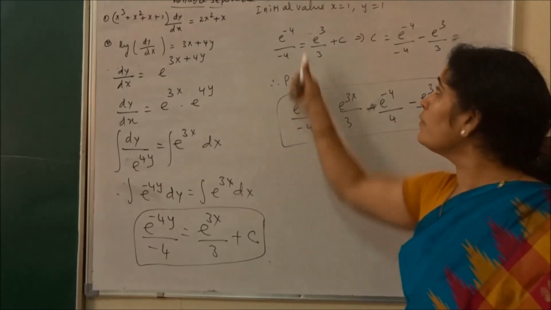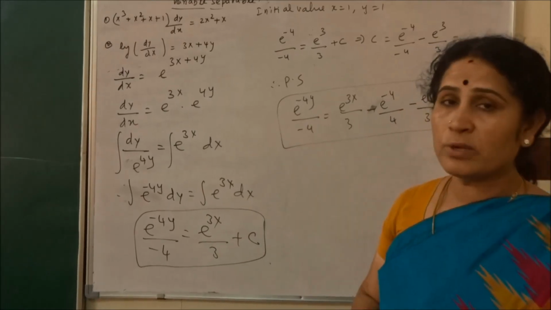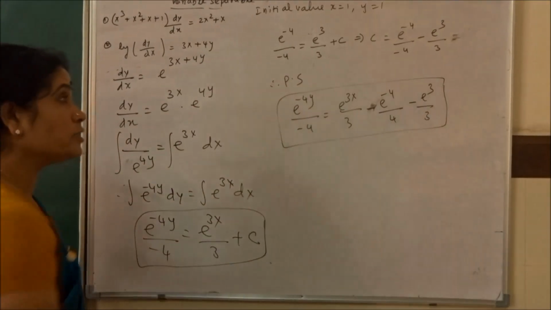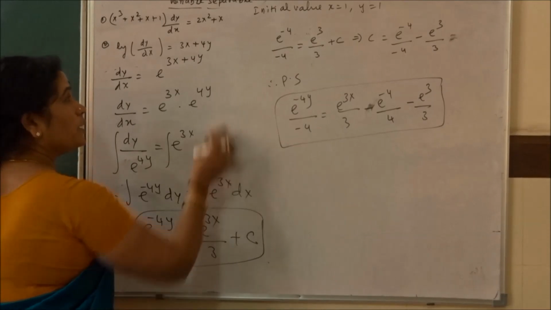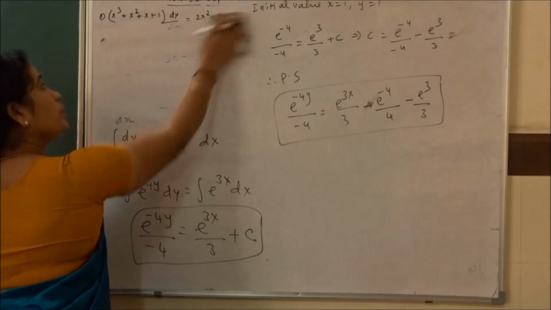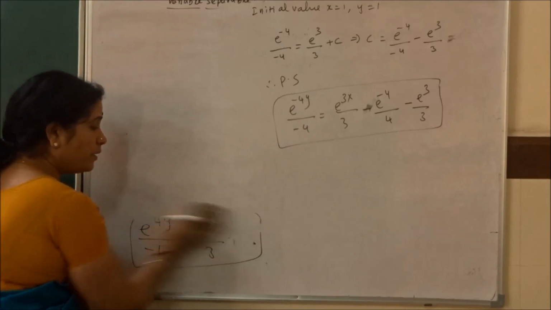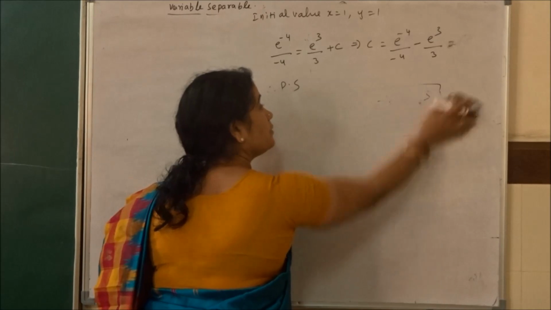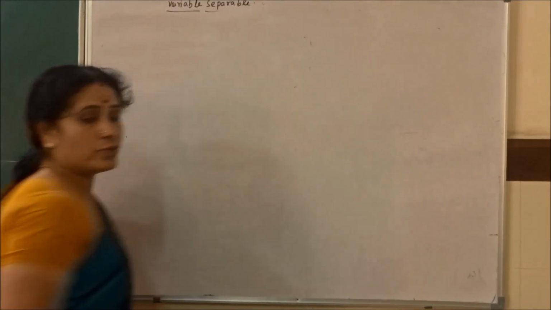So if they have given an initial value, substitute it in the general solution, and automatically you will get a particular solution. This is called variable separable. Clear to you what is variable separable? Variable separable is a very simple topic. What I told you is that you have to collect all x terms and dx on one side, y terms and dy on the other side, and take integration on both sides so that you get the general solution.